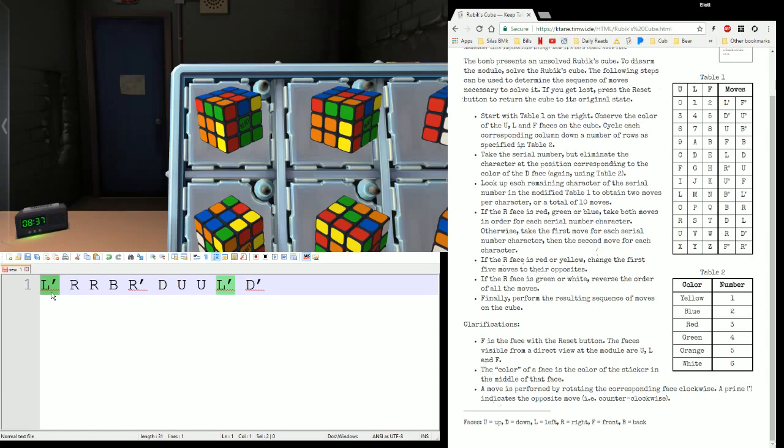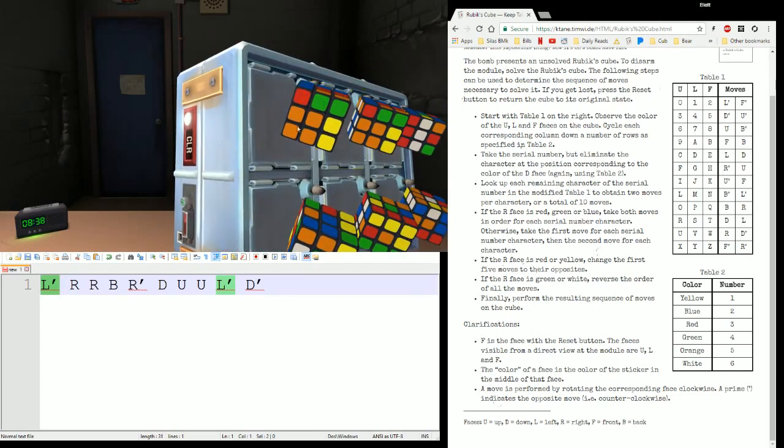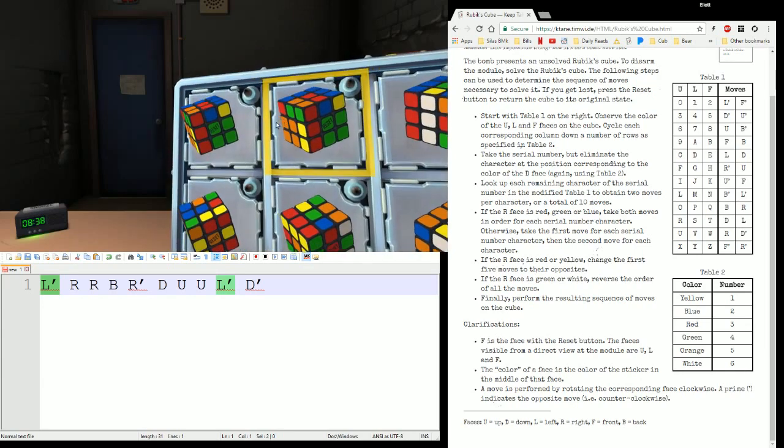If it is just a letter, it is telling you that whichever side it's referring to, you want to spin it clockwise. If it has a prime, then you do the opposite and spin it counterclockwise. So this is L prime. So it wants me to take this left face here. This is my left face. And it wants me to spin it counterclockwise.